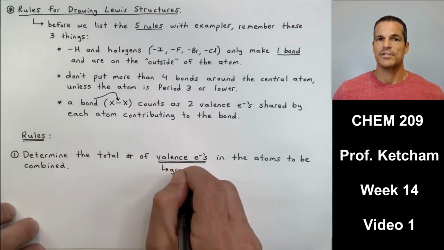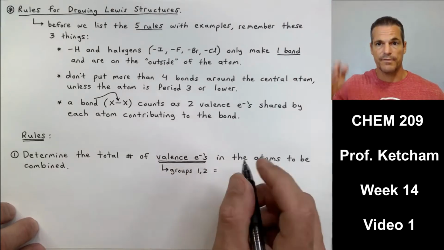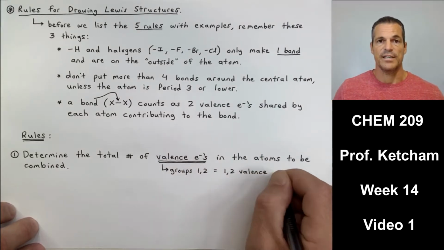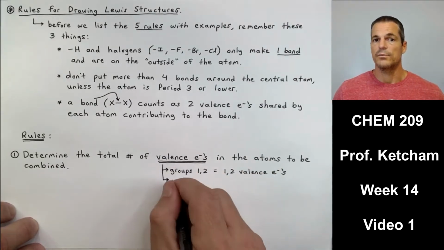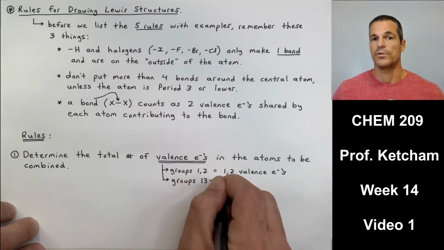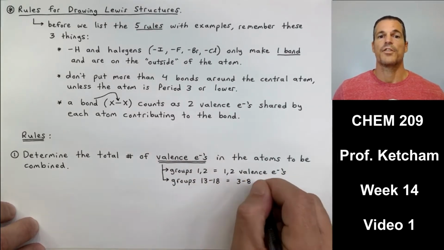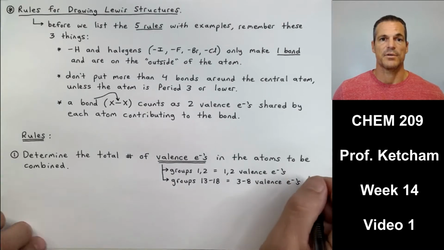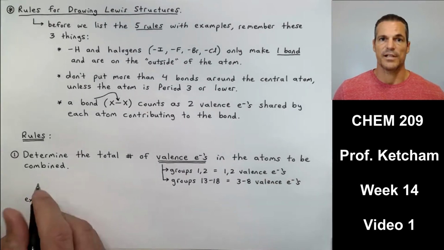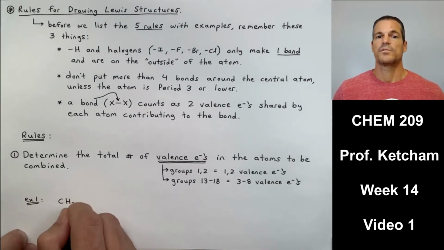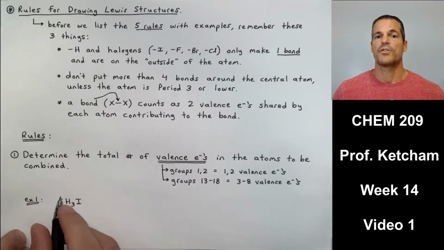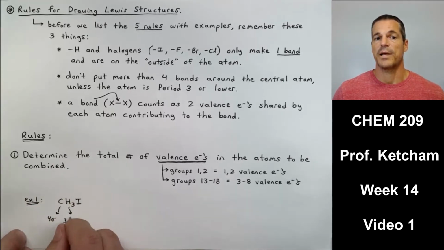So valence electrons, remember, you look at the group number, the vertical group number that the atom is in. If it's group 1 or 2, it's got 1 or 2 valence electrons. If it's group 13, 3 valence electrons. Group 16, 6 valence electrons. All right, so groups 13 through 18 then would have 3 through 8 valence electrons respectively.